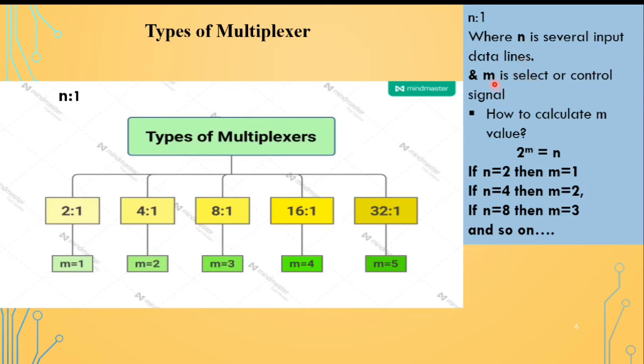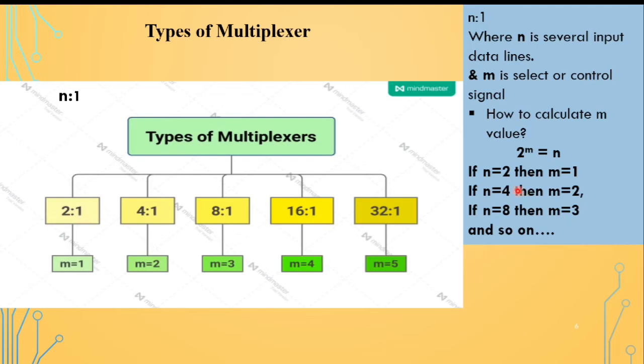How do we calculate m, that is the select? This is the formula. By using this formula we can easily calculate the number of select lines. Here n is the number of inputs, that is the several input data lines, and m is the number of selects. Suppose, for example, we consider a 2x1 multiplexer. In a 2x1 multiplexer, 2 is the number of input data lines and 1 is the output.